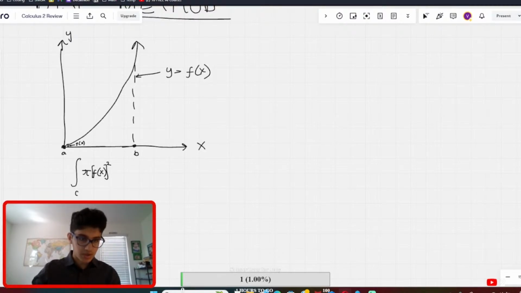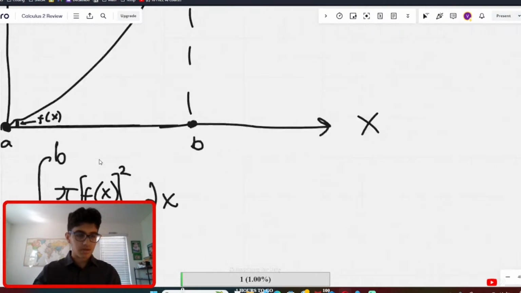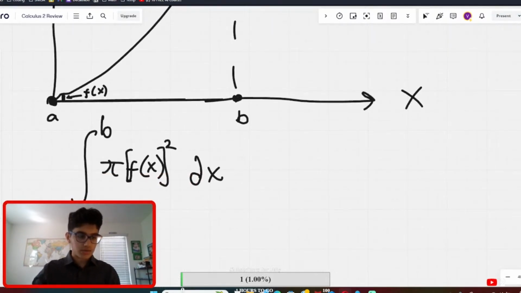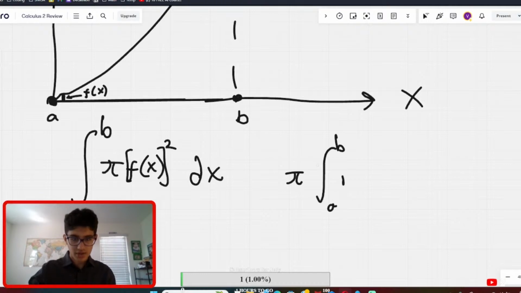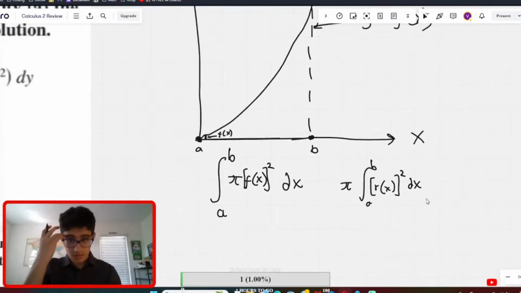So we integrate this from a to b. And then obviously we add a dx there. Now pi is a constant, so we can just take that out. Then we have a to b. Instead of f of x, if you call it r of x, you get r of x squared dx. And that's the disk method.